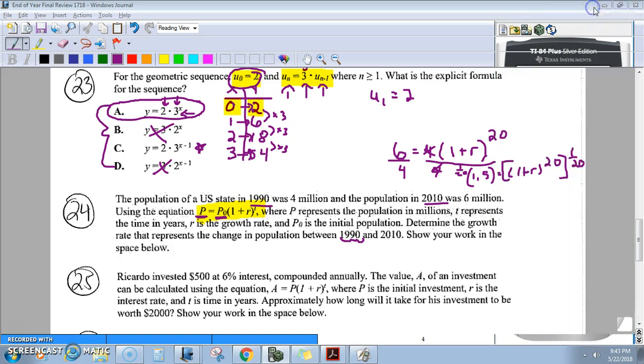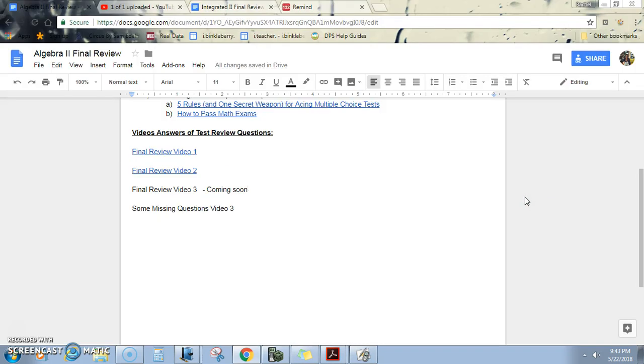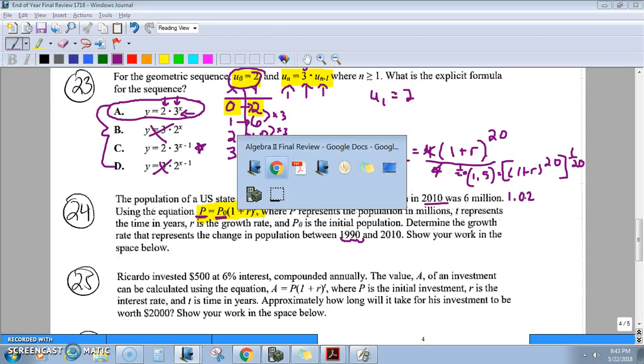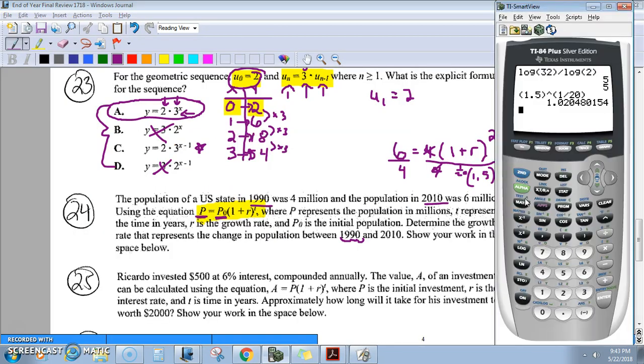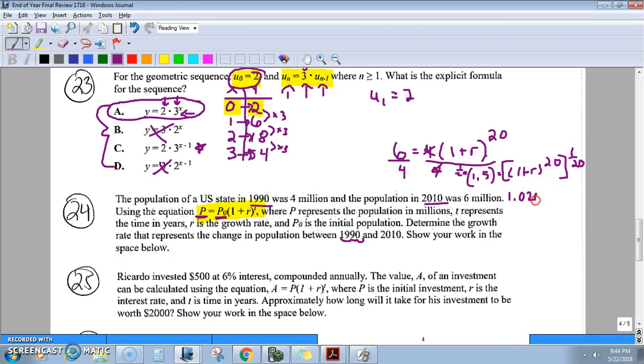You'll see why. 1.02048 is equal to 1 plus r. So only one more step to get r by itself, and that's to subtract 1 from each side.